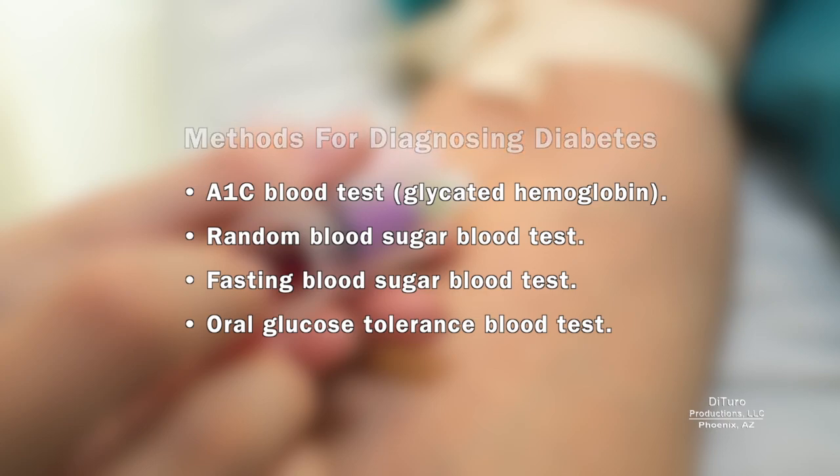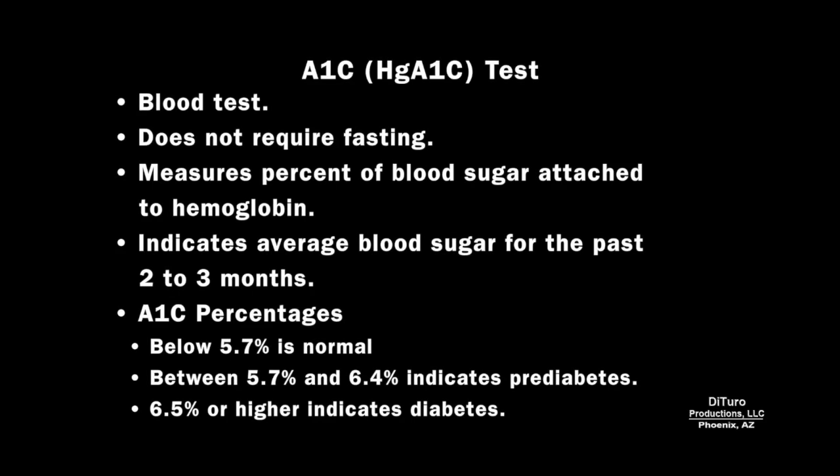Currently, there are 4 methods for diagnosing diabetes: random and fasting blood sugar tests, and oral glucose tolerance test. A1C is a blood test that does not require fasting. It measures the percent of blood sugar attached to hemoglobin and indicates the average blood sugar for the past 2 to 3 months. An A1C below 5.7% is considered normal.